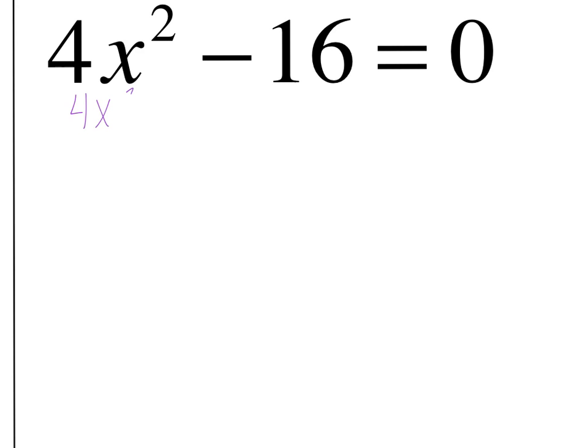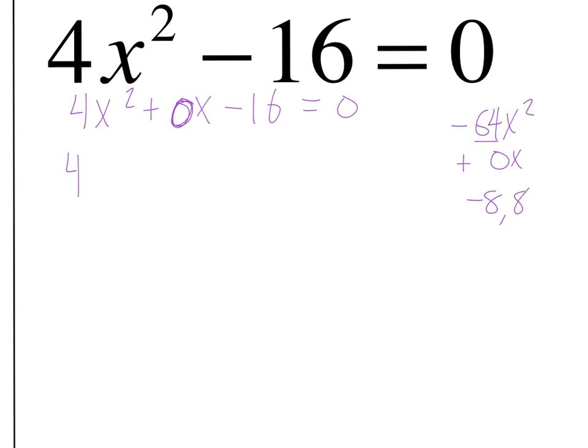But it might behoove you to write a plus 0x right in the middle there. That's a 0. Because now I'm looking for things that multiply, and 4 times negative 16 is going to be negative 64x squared, and also add up to 0. Pretty quickly you might realize that to add up to 0 you need two opposite numbers, and two opposite numbers that also multiply to 64 are going to be negative 8 and positive 8.